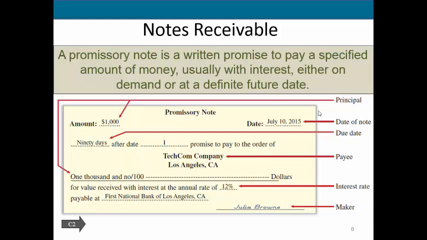So you see here just some terms. You can work on learning these on your own. Some of these may be new to you, and some of these may be things that you're already familiar with. But the most important thing is you can see there is a contract that backs up this note receivable. And then you can see here the interest rate is 12%.